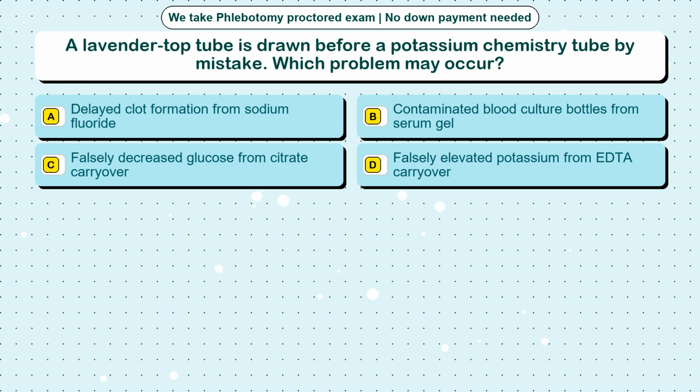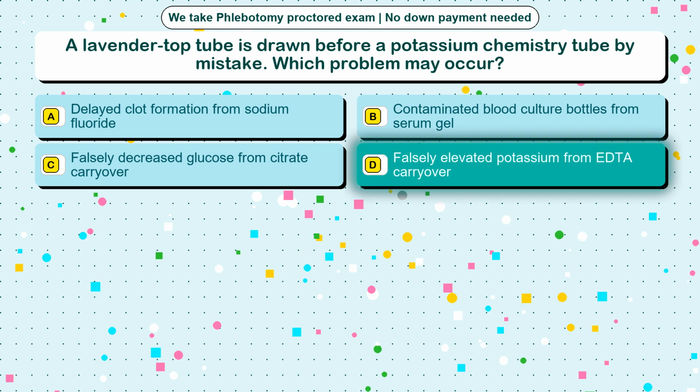Question 13. A lavender top tube is drawn before a potassium chemistry tube by mistake. Which problem may occur? Option A. Delayed clot formation from sodium fluoride. Option B. Contaminated blood culture bottles from serum gel. Option C. Falsely decreased glucose from citrate carryover. Option D. Falsely elevated potassium from EDTA carryover.